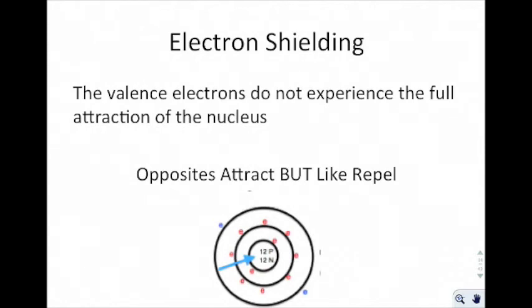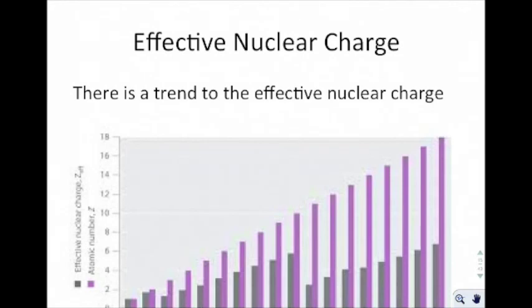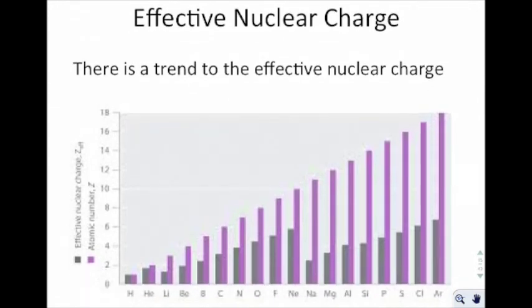Electron shielding: the valence electrons do not experience the full attraction of the nucleus. That's the whole idea, that this electron right here does not experience the same full positive charge because it's got 1, 2, 3, 4, 5 electrons that are kind of in the way. That's the reason why we have this effective nuclear charge instead of just calculating the charge of the nucleus itself.